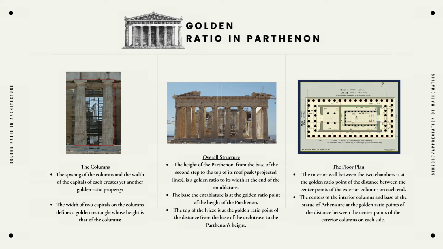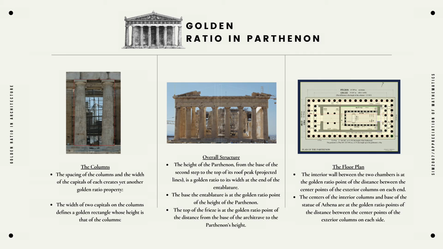The Parthenon is surrounded by columns, where the distance between columns and the width of the capitals creates yet another golden ratio property, which is the width of two capitals on the columns. Next, the Parthenon's overall structure itself displays the golden proportion. These dimensions and proportions of the entablature and columns tie into an overall structure of design that creates the following golden ratios. First, the height of the Parthenon from the base of the second step to the top of its roof peak is a golden ratio to its width at the end of the entablature.